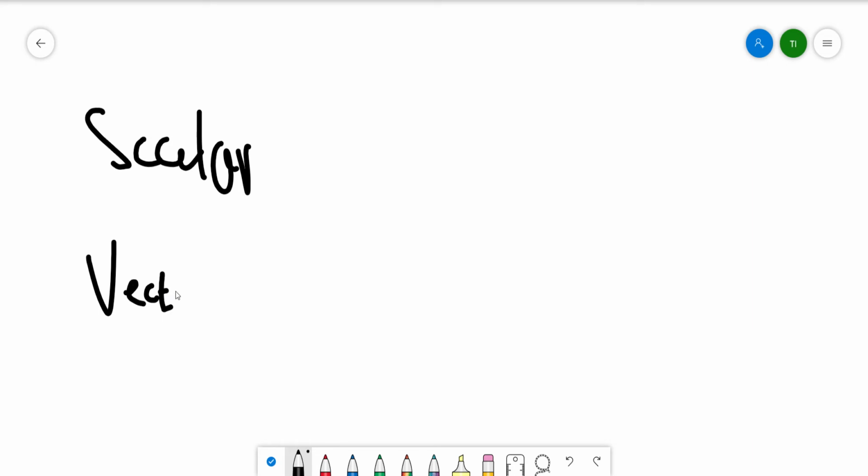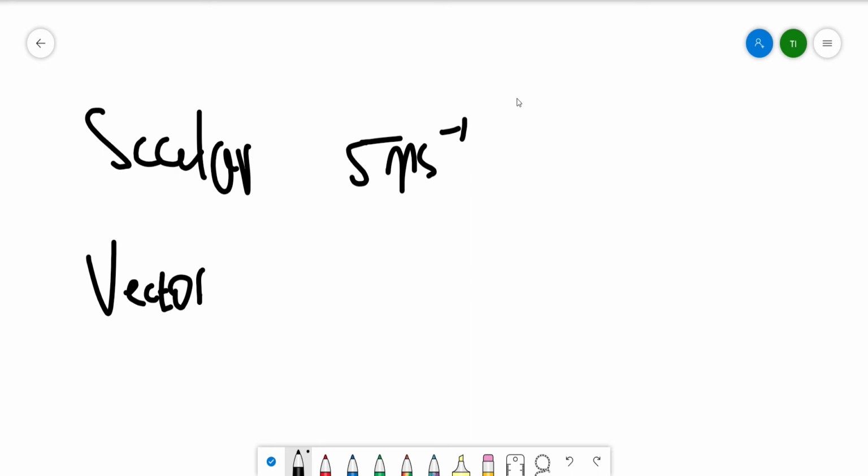So there's two types of quantities in physics. One is scalar, one is vector. Scalar quantities, as you might know, only have a magnitude and do not have a direction. For example, if I want to represent the speed of a car, speed is a scalar quantity, I can just give a magnitude and be done with it. Like, for example, a car is moving with speed 5 meters per second.